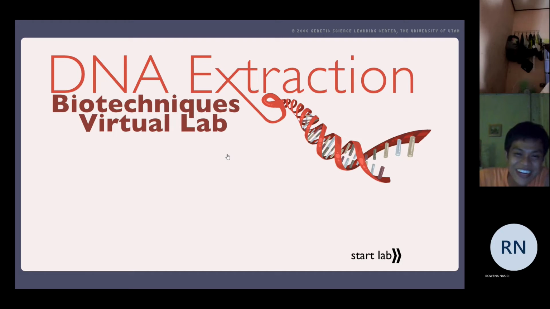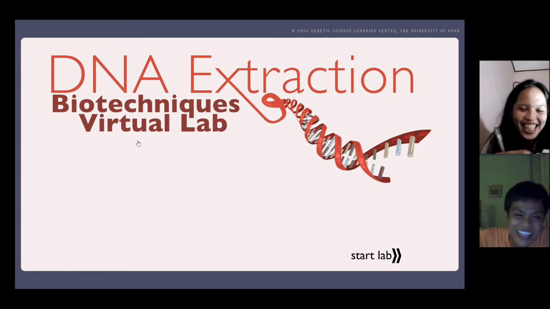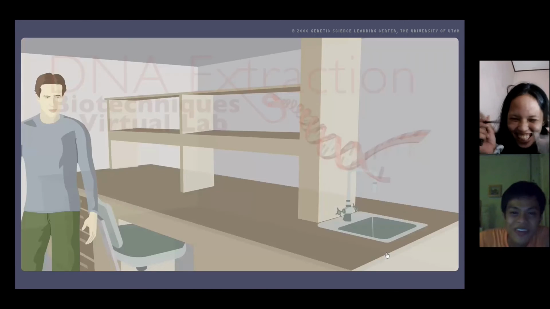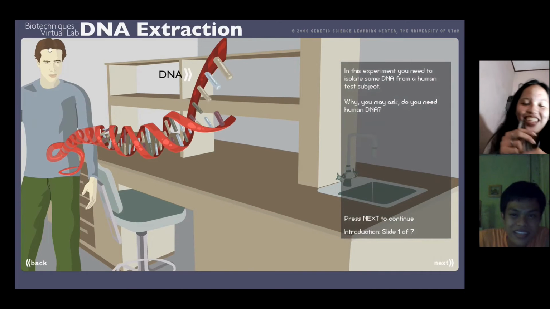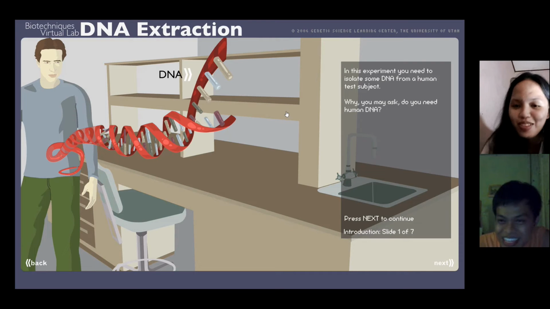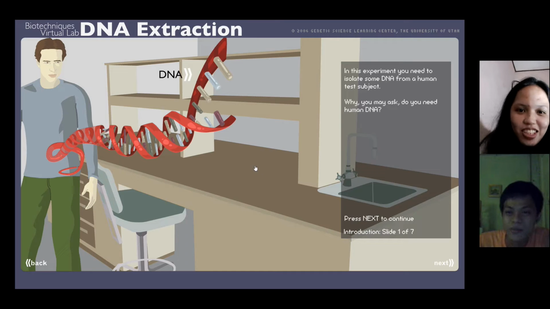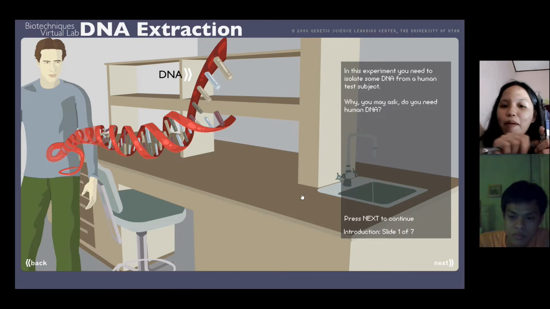Hello, guys. So today we're going to present our virtual lab, DNA extraction, Biotechnics virtual lab. So first we have in our virtual lab an image of the DNA. Can you read the description of the DNA on the right side? In this experiment, you need to isolate some DNA from a human test subject. Why, you may ask, do you need human DNA? So, press next.